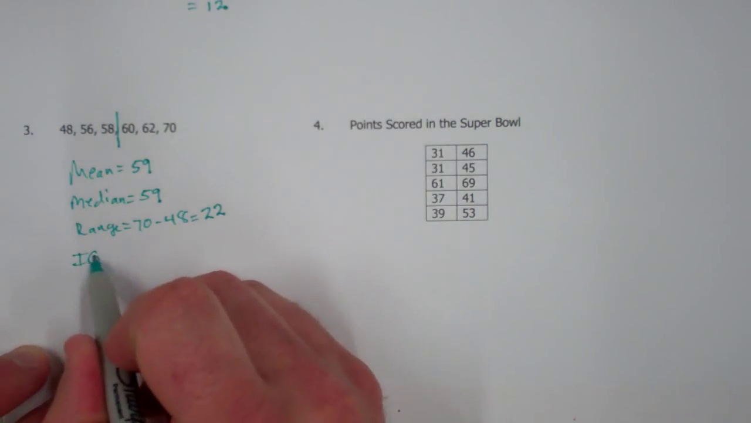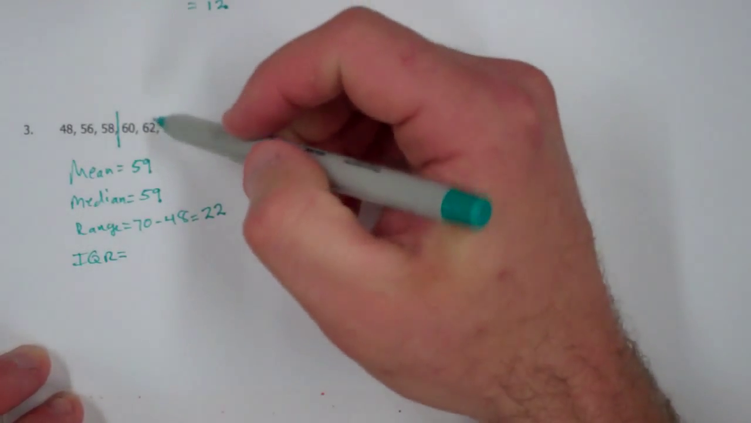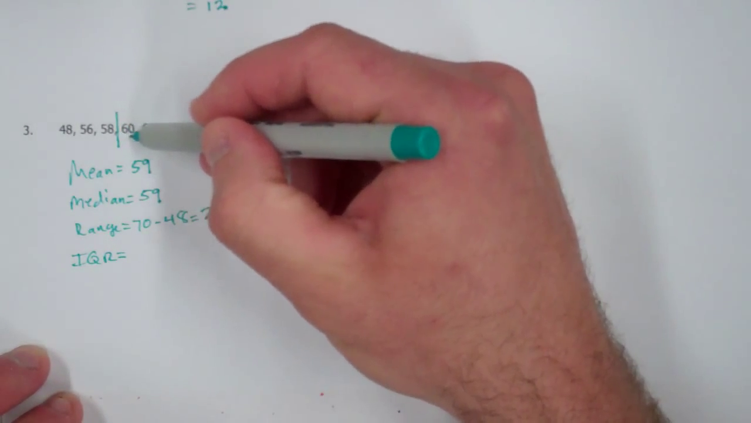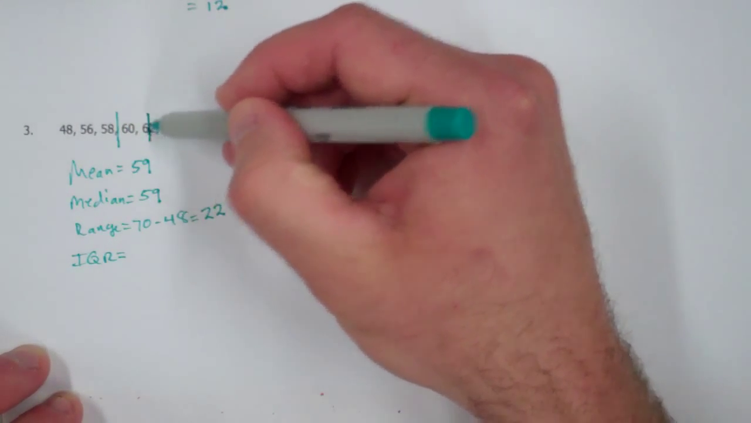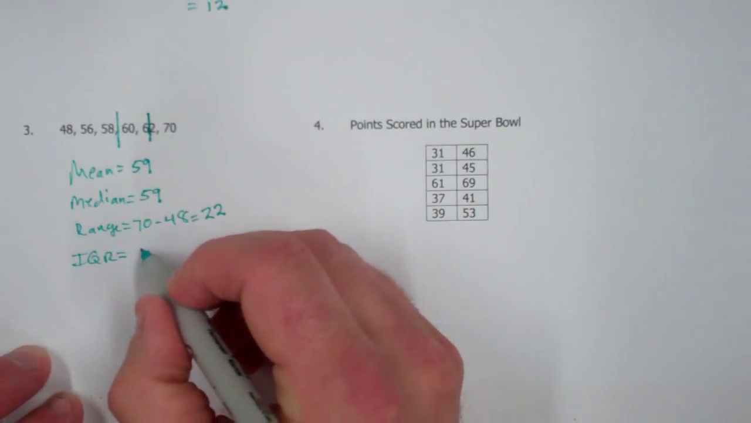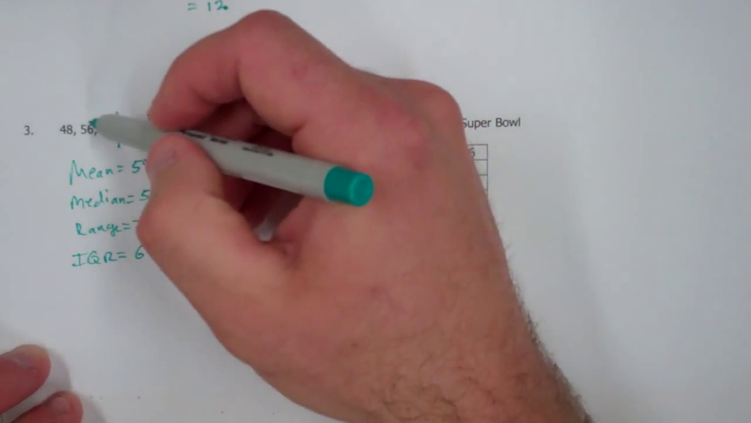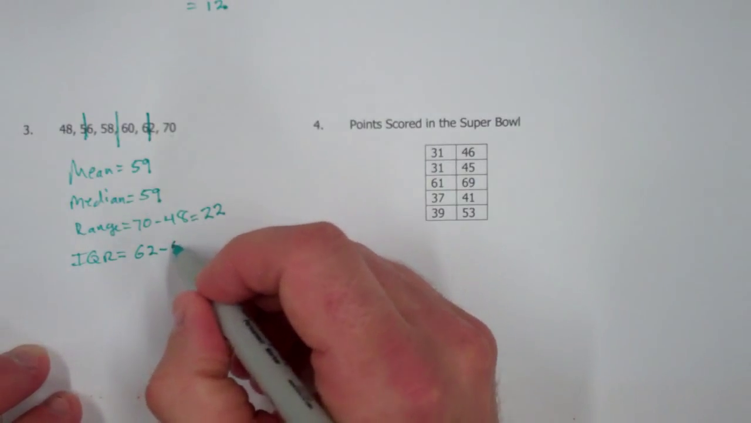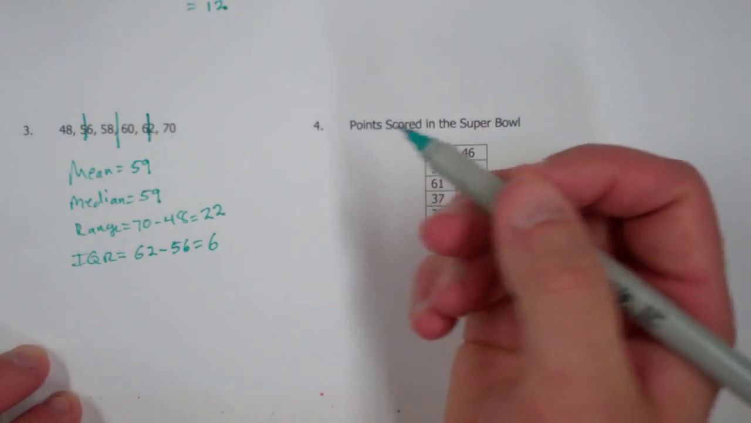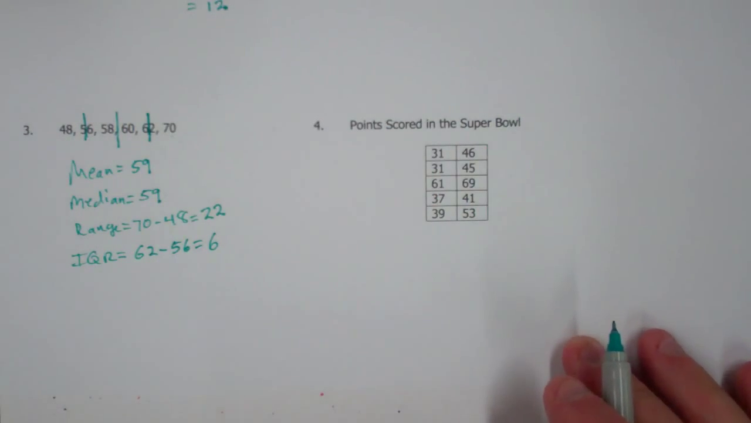And then the IQR, we're going to have to find Q3. And there's 3 pieces of data over here, and Q3 is the median of that right half, which is 62. And we'll subtract Q1, which we can see here is 56. So that's going to be a 6.